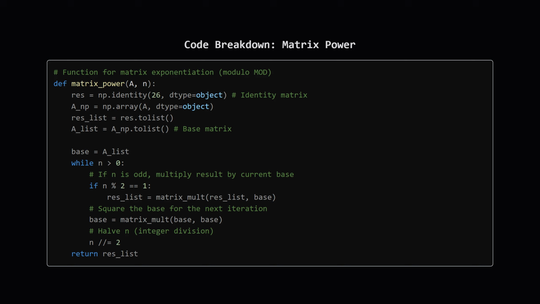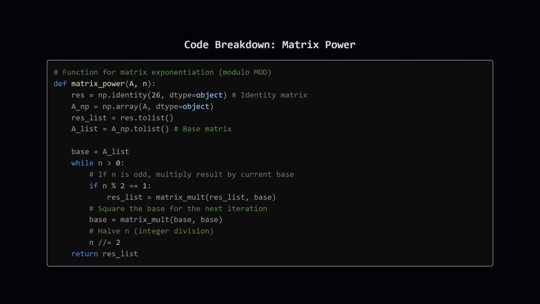Now for the matrix power function. This calculates the matrix to the power of t efficiently. It starts by creating an identity matrix. The identity matrix is like the number 1 for matrix multiplication. Multiplying by it doesn't change anything. We'll build our final result in ResList. We also have our matrix, which starts as M.